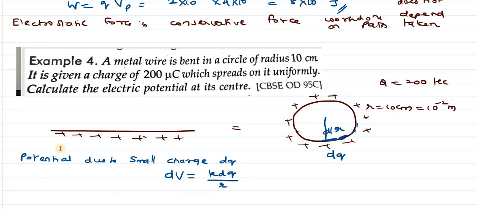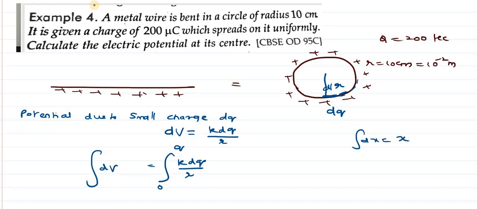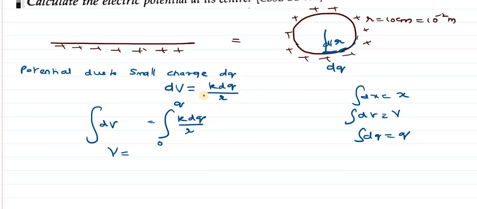So now what to find due to all the elements? What we have to do? Go for integration. From where to where? Because we have taken the integration along the dq, from 0 charge to q charge we have to do it. Correct? So what is the integration? Integration of dx is x. Integration of dV will be equal to V. Integration of dq is dq only. So this is potential at that point due to the ring.